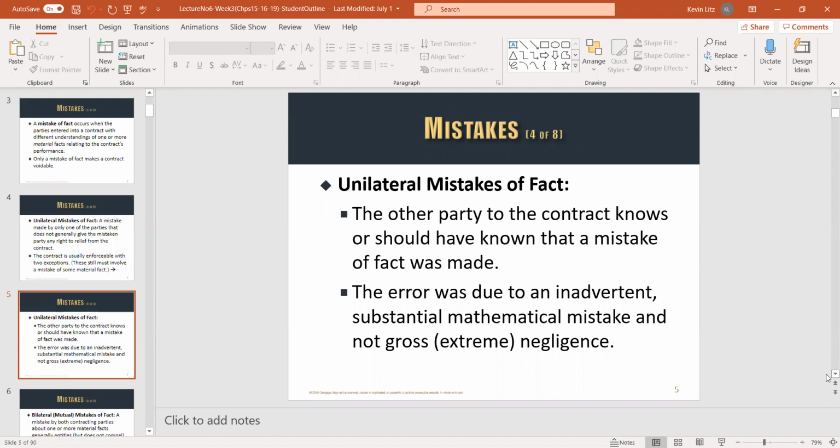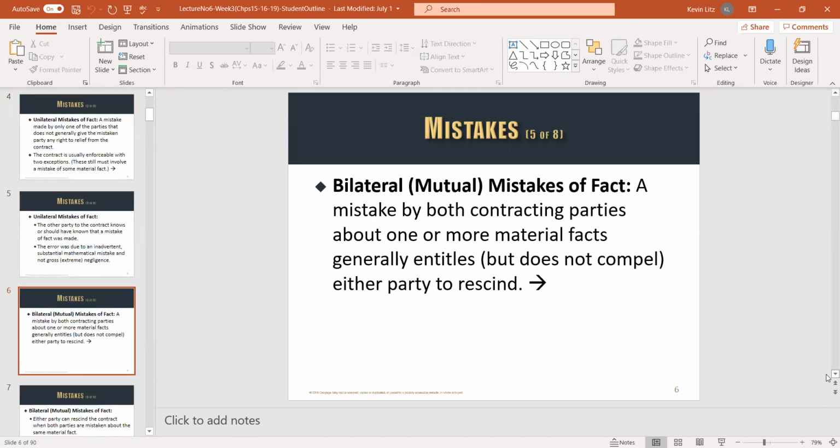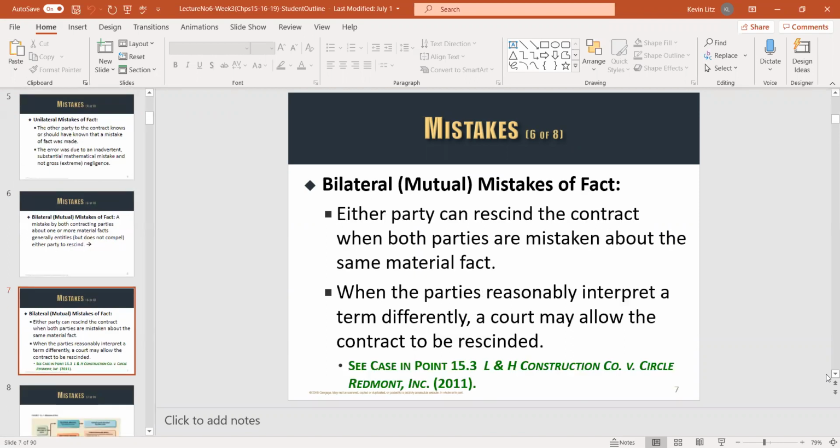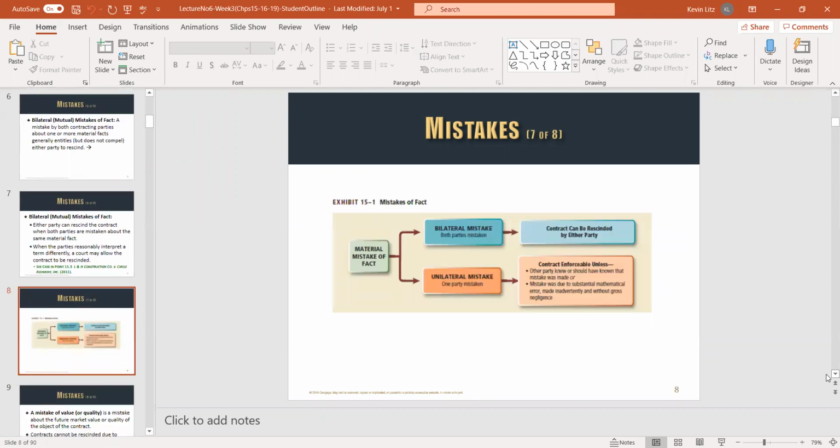Let's move on to bilateral, when both of us make a mistake about the contract. We have the right to rescind or pull the contract back, make it ineffective, but we don't have to. We could still go through if we both decided to do so. Here you can see that it has to be material facts, Exhibit 15.1, Slide 8. Bilateral, both of us, it can be rescinded. If it's only one of us, it's enforceable unless, and you see the two times in which the judge can set aside the contract.